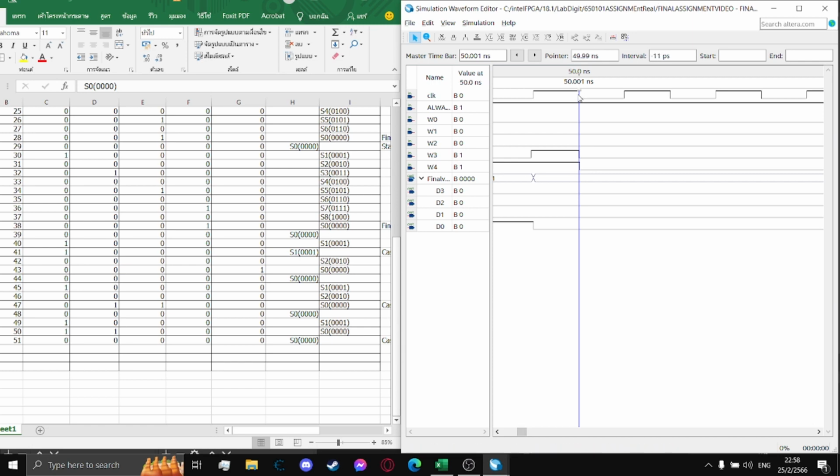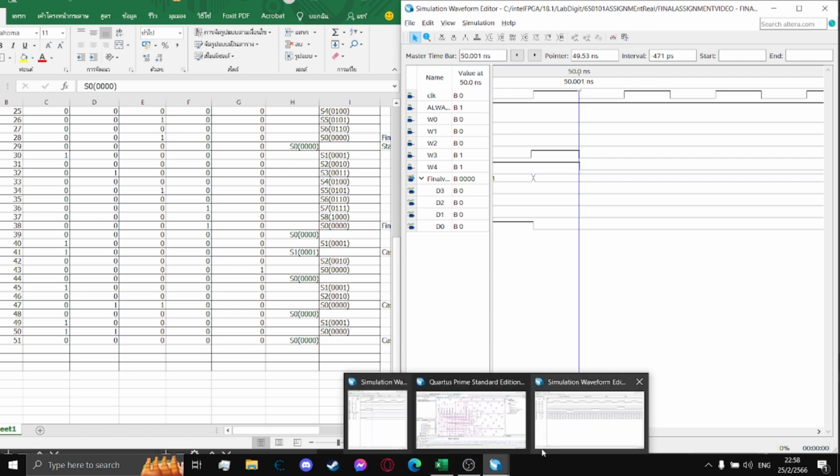And this is all of my timing diagram and simulating. Thank you.